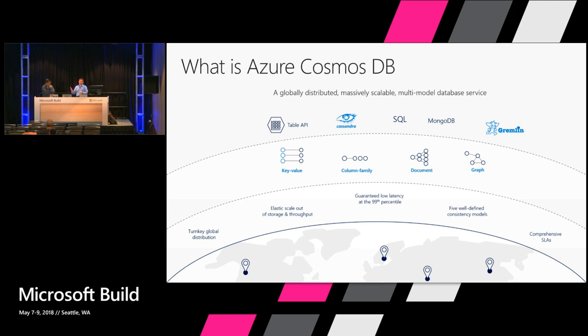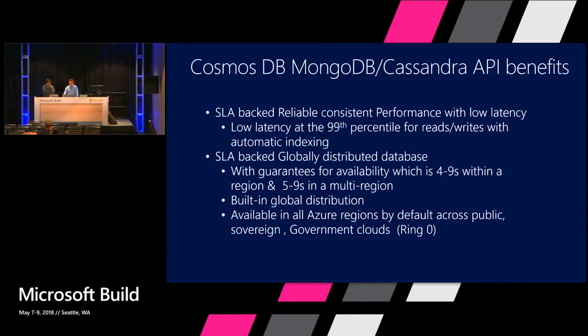Another API that also represents the document data model is MongoDB API. I'm going to talk about that in detail as well. And the graph data model is exposed through Gremlin API. That's an Apache TinkerPop implementation, very similar to Neo4j, but with a much simpler query language to use. So I'm going to pass the word to Govind now, who's going to talk to you about the SLAs.